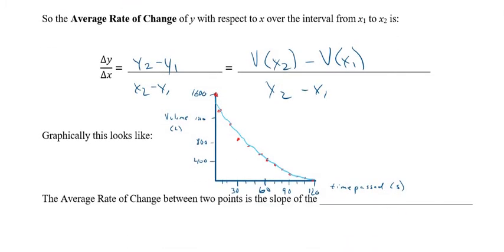Now, graphically, what this looks like, I've taken all that data from our table there, and I've put it into a graph form. Now, I want you to take a look between 0 seconds and 10 seconds.